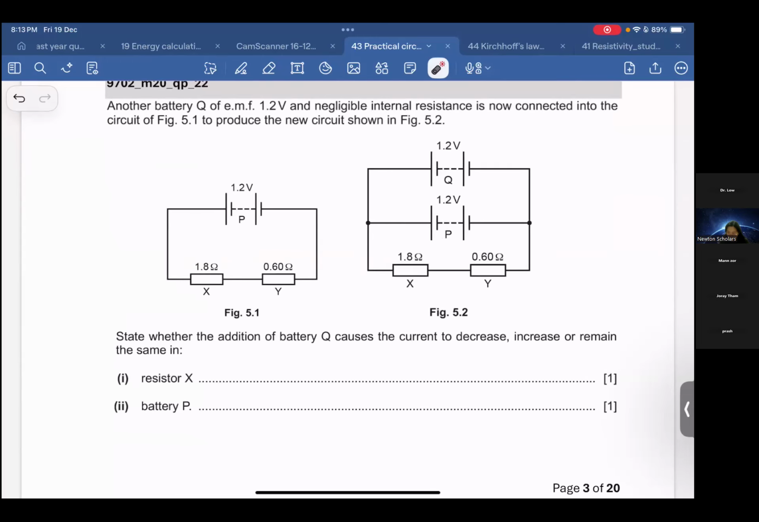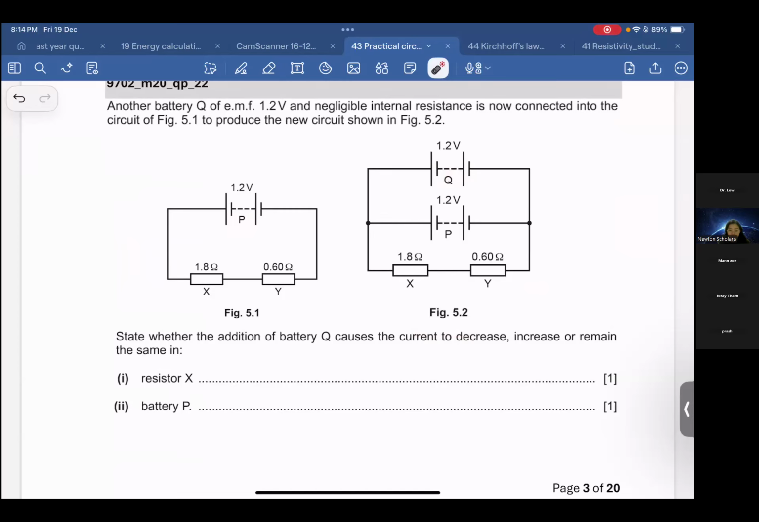Okay, so we try a past year question. Another battery Q. Here initially is only one battery. Now I have another battery Q, with negligible internal resistance, now connected to the circuit 5.1. So I produce a new circuit by connecting another battery Q in parallel to battery P. State whether the addition of battery Q will cause the current to decrease, increase, or remain the same in X. Okay, in resistor X, the current will increase, decrease, or remain the same.